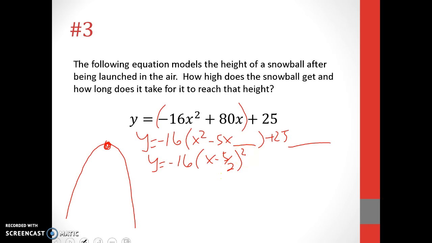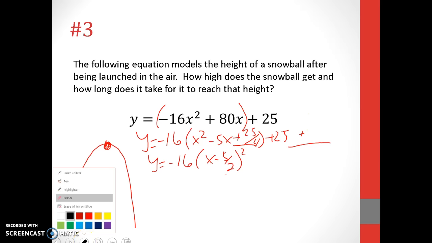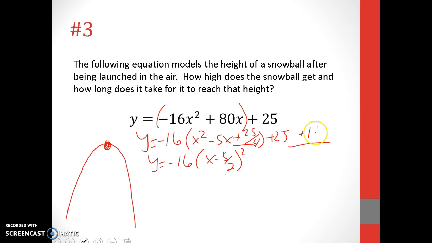But in order for this to be 5 halves, that means up here I'm going to have to add 25 fourths to both sides. I'm adding 25 fourths on the inside, and then, if I added 25 fourths on the inside, I have to multiply that times negative 16. Well, that's going to be negative 100. So I'm going to add a positive 100 on the outside. And so this is going to be plus 125.